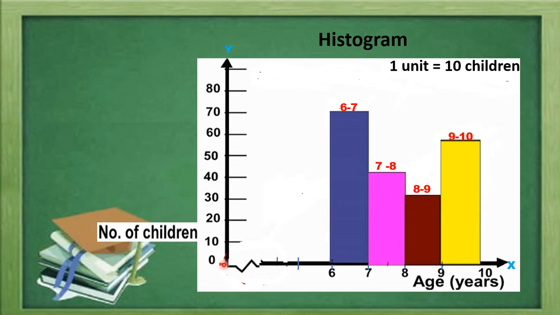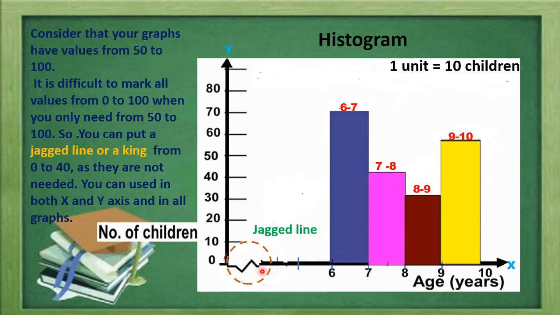So this is known as the jagged line. We use this jagged line when we say that for the 0 to 6 age groups, we don't need to show them here. So we draw the jagged line, and from here only the graph will start, instead of 0, 1, 2, 3, 4, 5 up to 6, which would mean taking six squares or boxes on the graph paper.